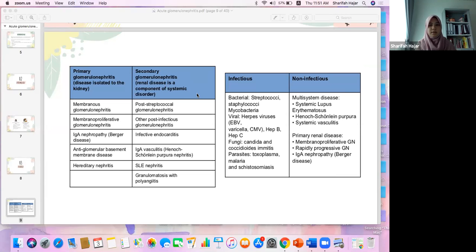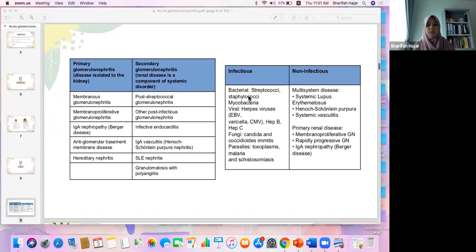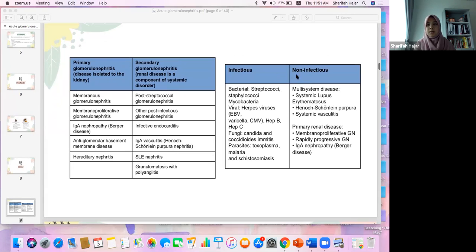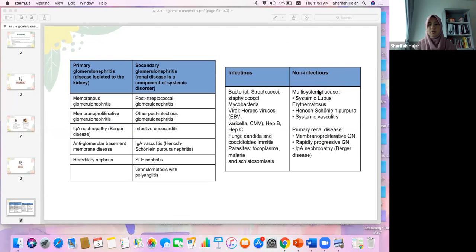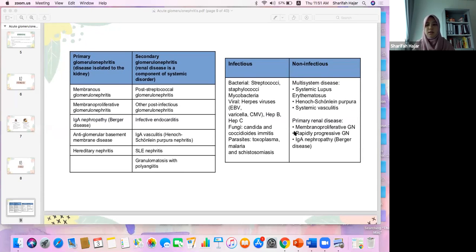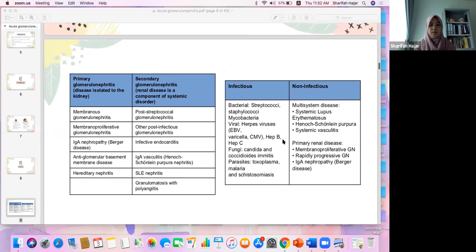So it affects the glomerulus, such as post-streptococcal glomerular nephritis, other post-infectious GN, infective endocarditis, and also SLE and others. Okay, we can also classify it based on infectious or non-infectious. For infectious, the most common one is bacterial, which is Streptococcus. It can also be caused by fungi, parasites, and others. Non-infectious causes include multi-system disease like SLE, and primary renal disease like membranoproliferative glomerulonephritis, rapidly progressive glomerulonephritis, and others.